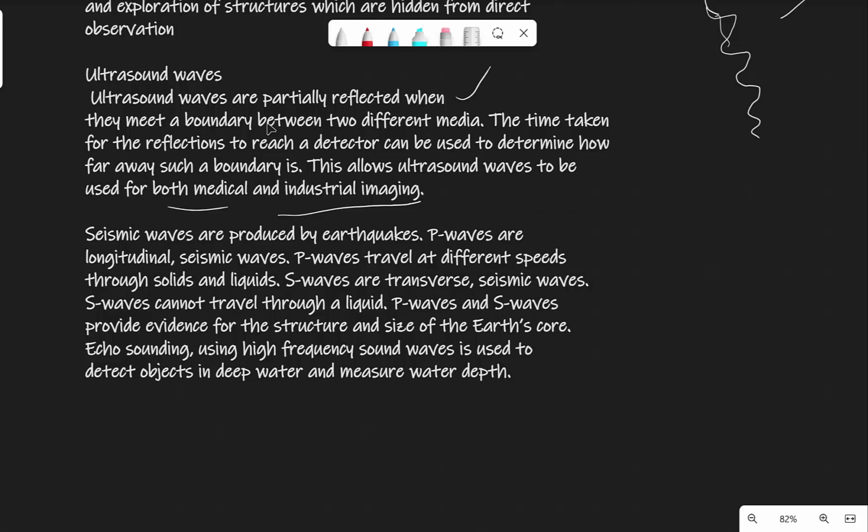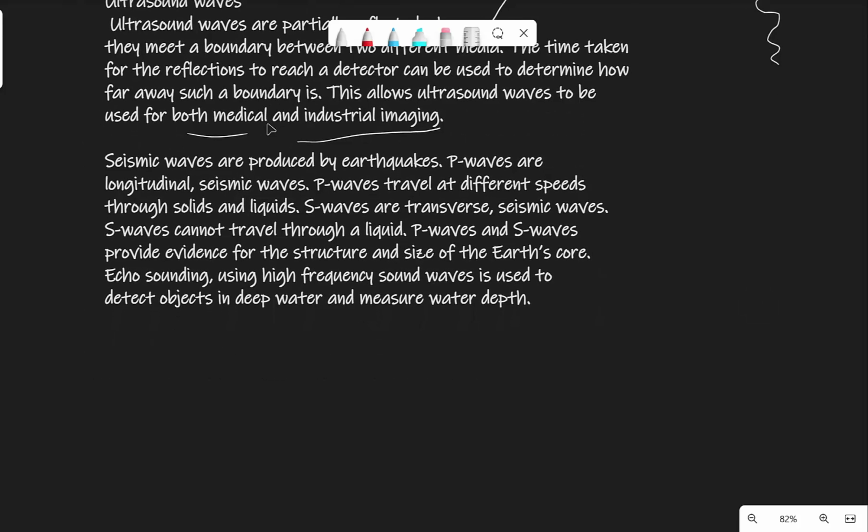You can also have seismic waves, which are produced by earthquakes, and it's important to remember for the exam that the P waves are longitudinal and they travel at different speeds. The S waves, on the other hand, are transverse and they cannot travel through a liquid. P waves and S waves provide evidence for the structure and the size of the Earth's core, and this is really important and interesting. You can also have echo sounding, which uses high frequency sound waves in deep water to essentially measure depth and explore the surroundings.